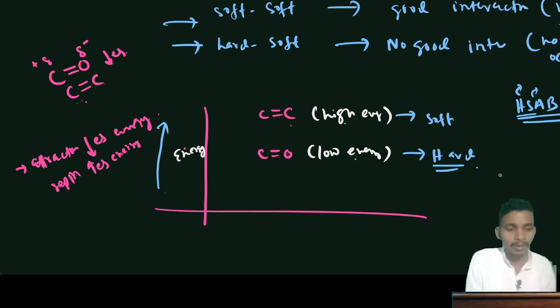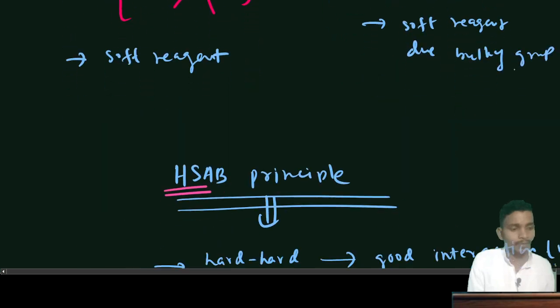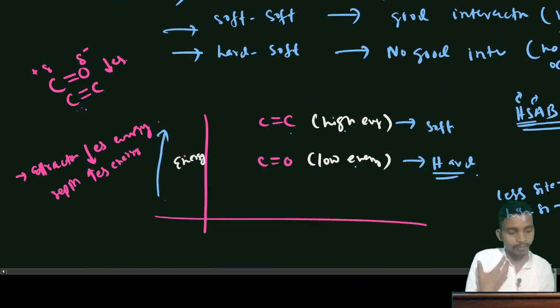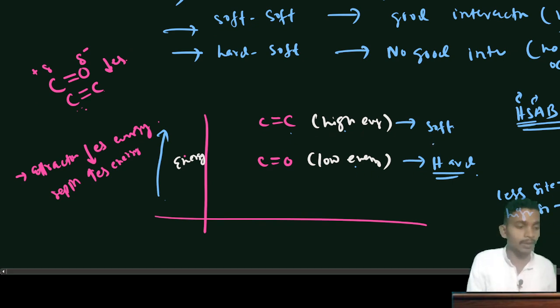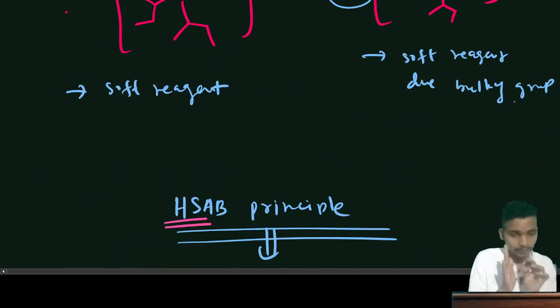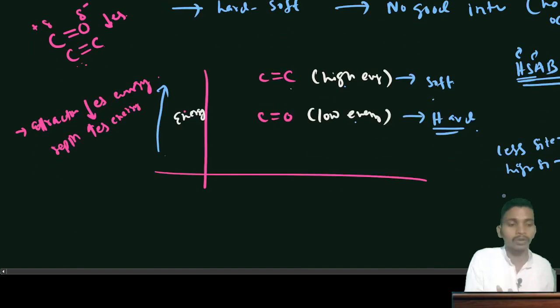Like we say that small size means hard and large size means soft. Whatever is high always comes as soft, and whatever is small or low energy always comes as hard. Okay, so this is the hard and this is the soft. Now we understand why I am interested in this hard and soft. So first we will classify.